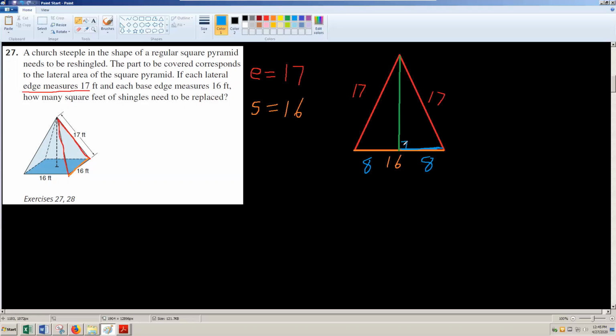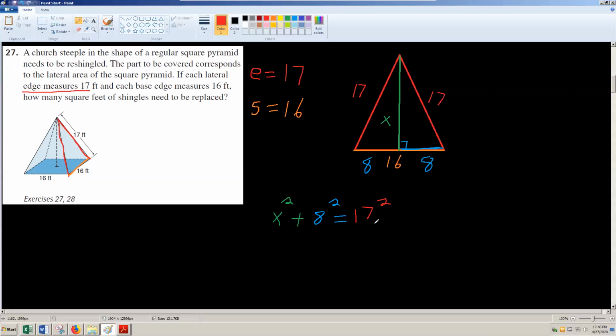Is there some way that we can figure out what this slant height is going to be? Yeah, that's the thing that I want. So here I'm going to set this up. I don't know what this thing is. Let's call it x squared plus 8 squared equals my 17 squared here.